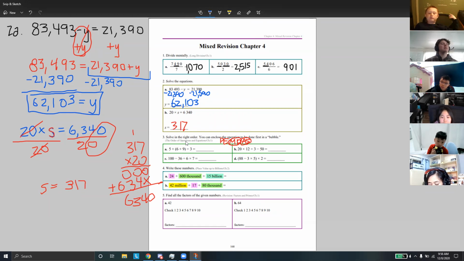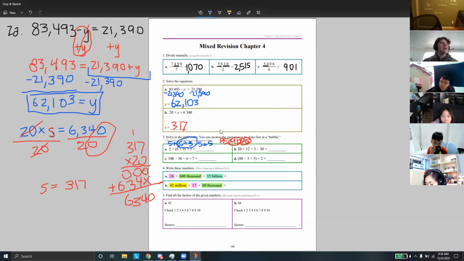So we could do the rest of PEMDAS. Are there any exponents in 6 plus 9? No. Are there multiply and divide in 6 plus 9? No. Is there add and subtract in 6 plus 9? Yes, and that's going to turn to 15. And then we're left with 5 plus 15 divided by 3. Are there any exponents? No. Can we multiply or divide? Yes. 15 divided by 3 is going to be 5. And so we're left with 5 plus 5.